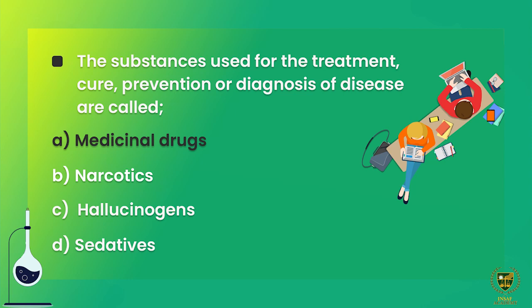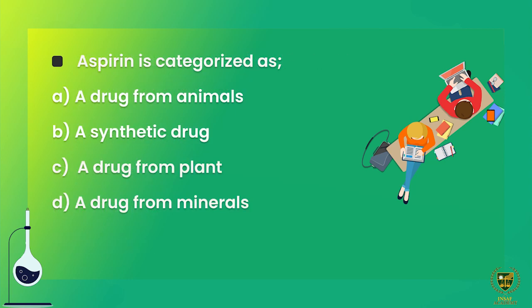Here we go. Another question. Aspirin is categorized as. So aspirin we studied in the sources of drugs, medicinal drugs. So hopefully you must have remembered. Option alpha is a drug from animals. No dear students, it is not from animal source. Option beta says a synthetic drug. Yes, my dear student, that is the correct option.